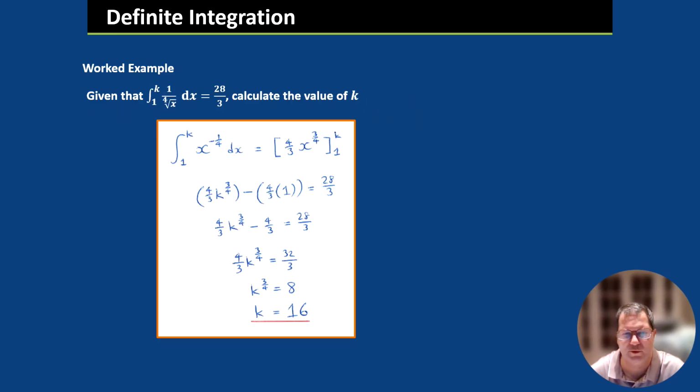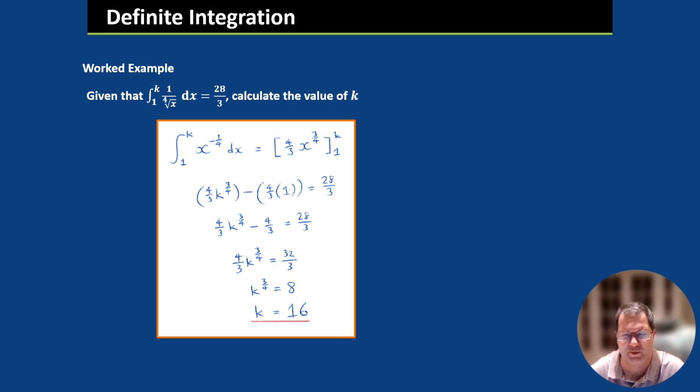And then one final worked example: given that the integral between 1 and k of 1 over the 4th root of x dx is 28/3, calculate the value of k. So rewriting the term, we get x to the -1/4, and then when we integrate that, adding 1 to -1/4 gives us 3/4, and dividing by 3/4 is the same as timesing by 4/3. So the integral is 4/3 x to the 3/4, which goes in our square brackets with our limits of k and 1 on the right hand side.